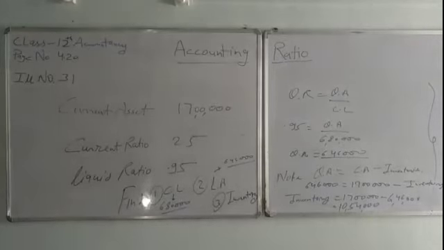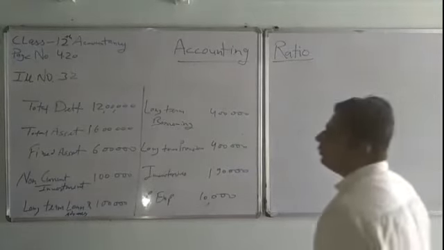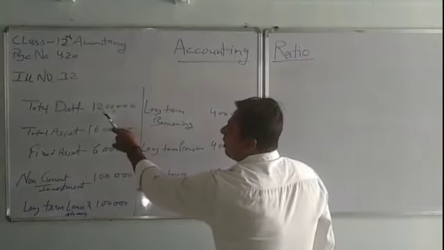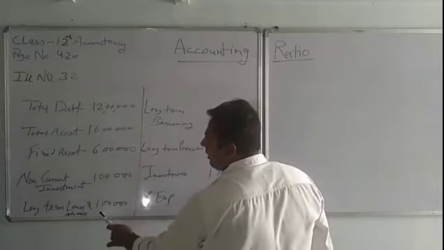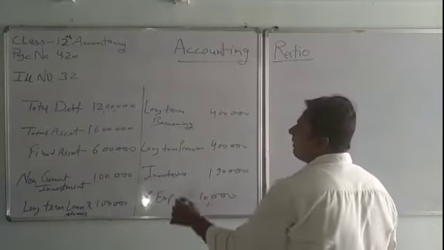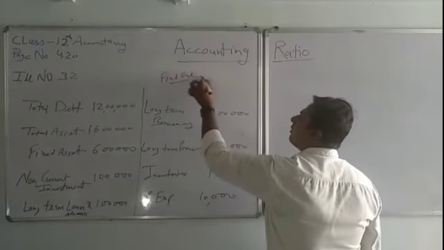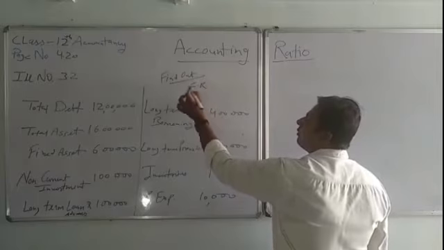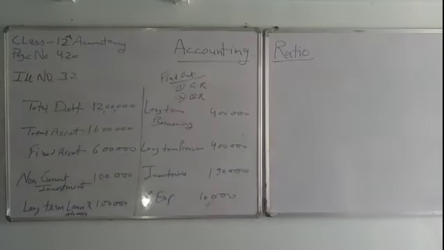Okay, moving to our next illustration, illustration number 32. Total debt 12 lakh, total assets 16 lakh, fixed assets 6 lakh, non-current investment, long-term loans and advances, long-term borrowings, long-term provision, inventory means stock, prepaid expenses. This is the question given to us, and the question asks us to find out the current ratio and quick ratio.